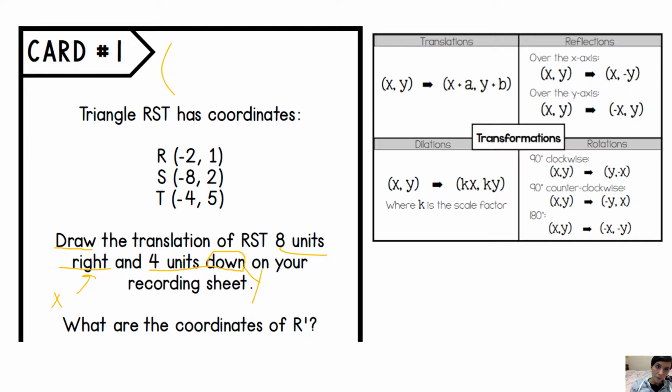So the rule is going to be x to the right 8, aka plus 8, comma, 4 down, which is going to be y minus 4. So to find these new coordinates, it's real easy. I'll do it down here. R prime is going to be -2 plus 8, aka 6. 1 minus 4 is going to be -3. So that's our new coordinate for our new R.